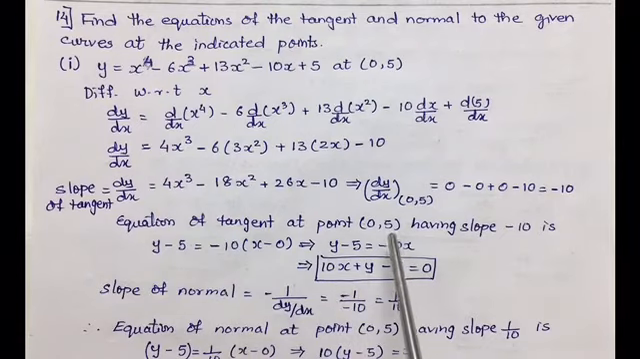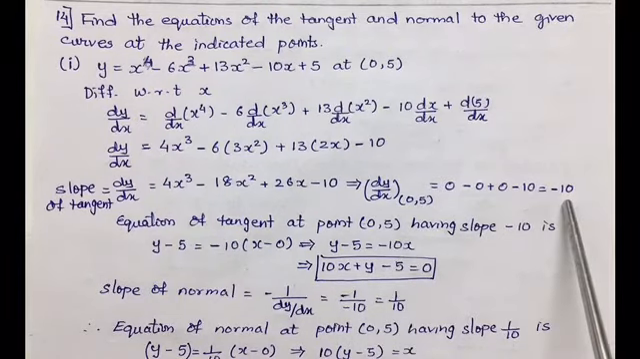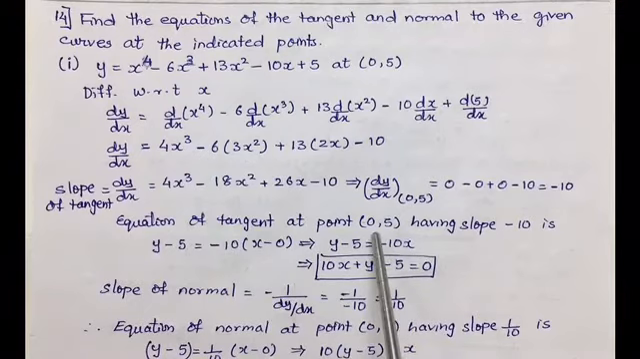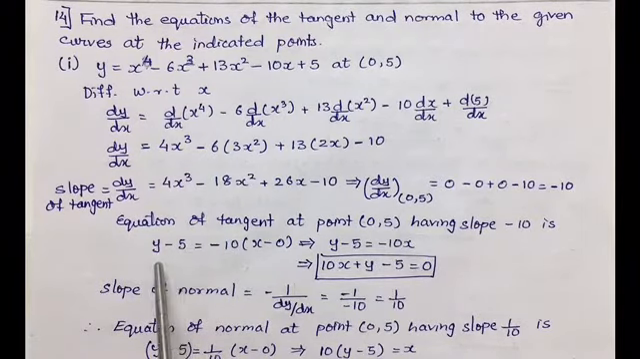Now the point is known to us, and the slope is known. Using the point-slope equation to calculate the equation of the tangent, y minus y0 is equal to slope times x minus x0. The values of x0 and y0 are 0 and 5. So keeping those values, we get y minus 5 is equal to minus 10 times x minus 0.